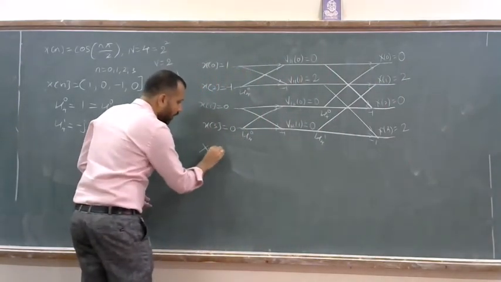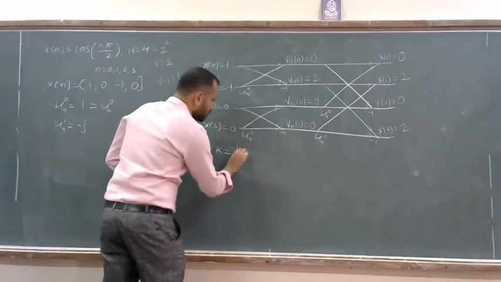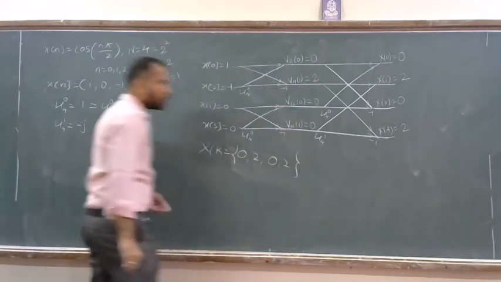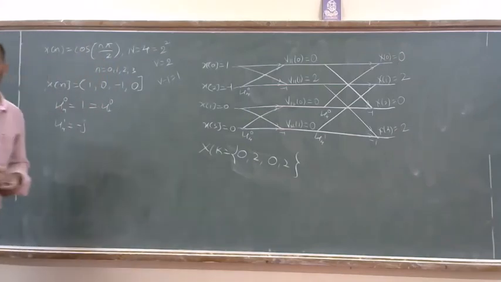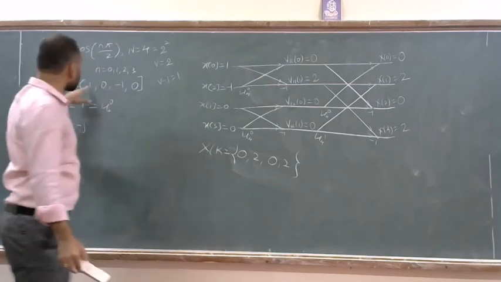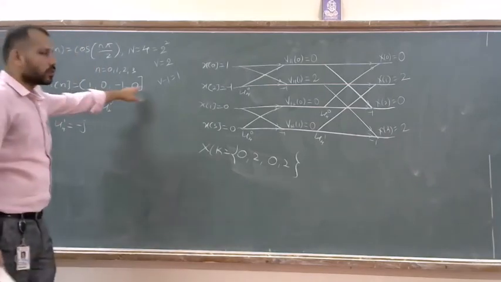X of k is 0, 2, 0, 2. 0, 2, 0, 2 is the 4-point DFT of this sequence 1, 0, minus 1, 0.